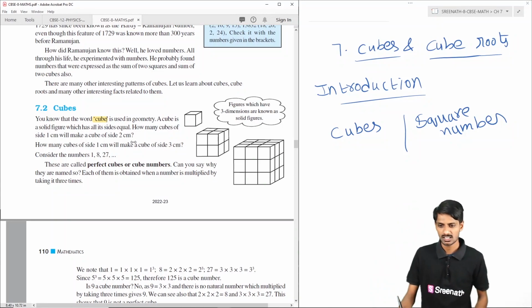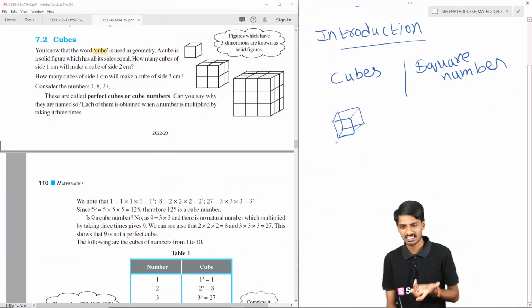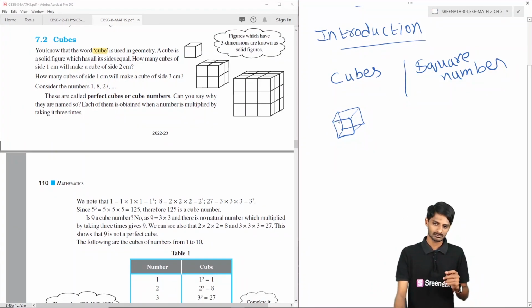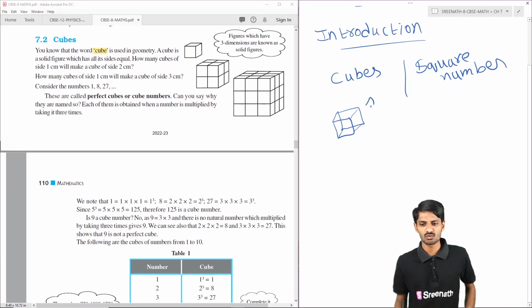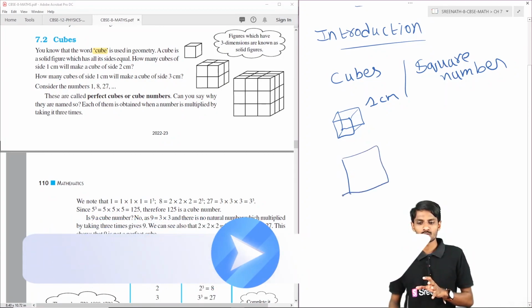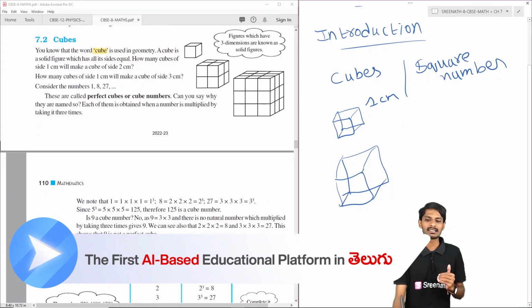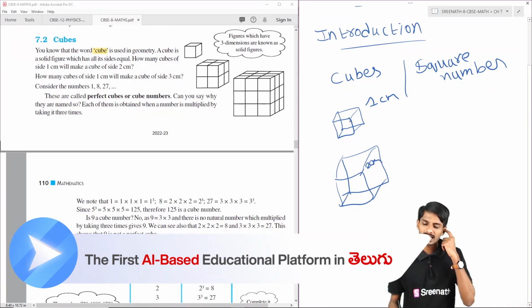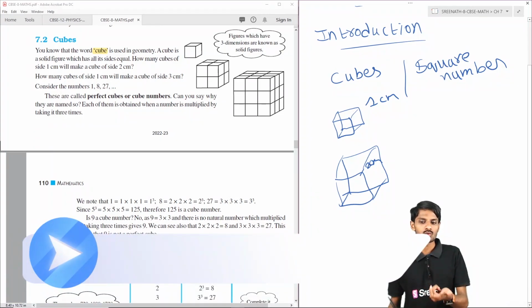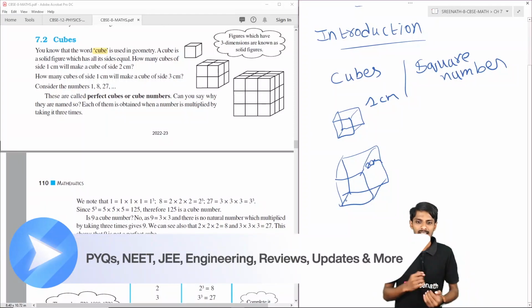So what is happening here, students? We are having a cube. This cube has 6 faces and every side length is 1 centimeter only. Now if you want to make a cube like this, whose side length is 2 centimeters, basically the previous cube side length is 1 centimeter, and here we want the cube whose side length is 2 centimeters. To make this type of cube, how many cubes of this type do we require? We will tell it clearly.